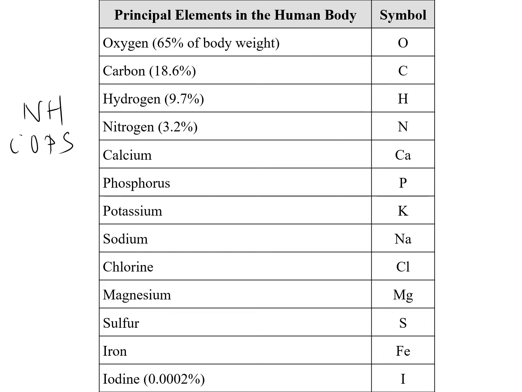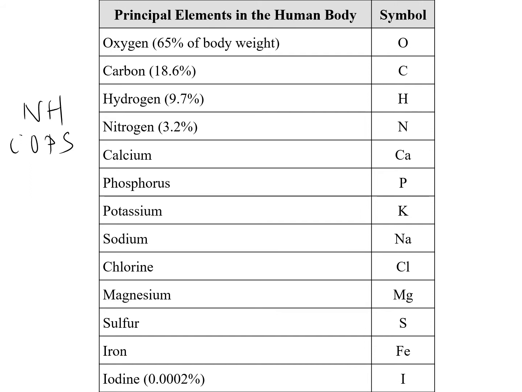Now the others listed here are considered trace elements. Everything from calcium, potassium, sodium, chlorine, magnesium, iron, and iodine are considered to be trace. That means they're found in smaller amounts in the human body. You'll want to look on your sheet on page 4 at what the general role for each of these elements is in the human body and familiarize yourself with that. These are things that we'll discuss throughout both Bio 210 and 211.